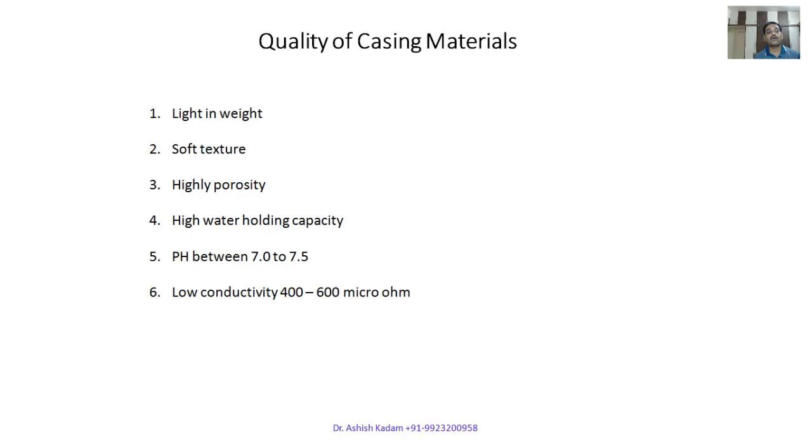Then fourth is high water holding capacity. It should not get dried, it should hold the water, because water is a very important parameter for the growth of the mushroom. And pH should be 7 to 7.5, meaning it should be a neutral material. Conductivity should be very low, 400 to 600 micro ohm. So if you apply these 6 parameters and select the right material and mix with the right ingredients, then you will have the very ideal casing material for your farm.